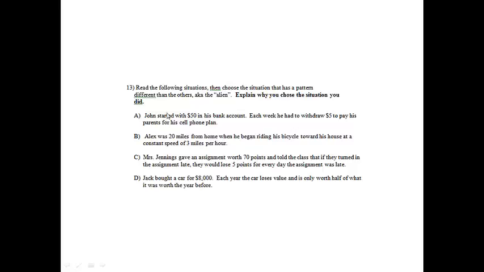Okay, John started with $50 in his bank account. Each week he had to withdraw $5 to pay his parents for his cell phone. So a lot of people made a table, and I think that works perfectly. After 1 week we had 50, and then we're going to have 45, and then 40, and then 35, and then 30, and then we could go on. And most people did notice that this is going down by a very consistent 5 every time.